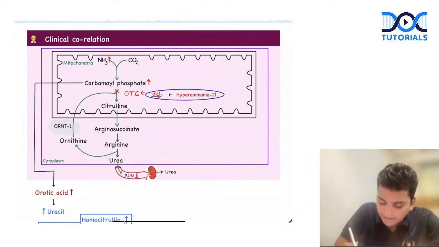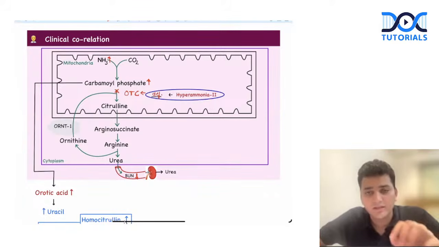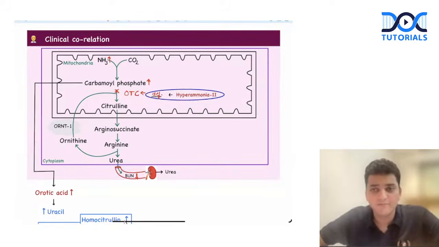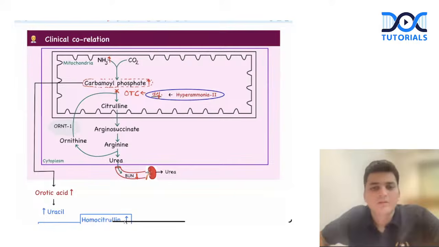Then you must say how you will differentiate hyperammonia type 1 from type 2. Can you tell me, Keval, Syed, Ritika, how you will differentiate hyperammonia type 1 from type 2? In hyperammonia type 2, what is the other thing that is also more, which was not increased in type 1? It is the carbamoyl phosphate. In type 2, the carbamoyl phosphate is also more, right?